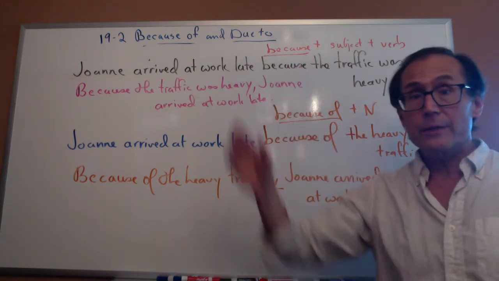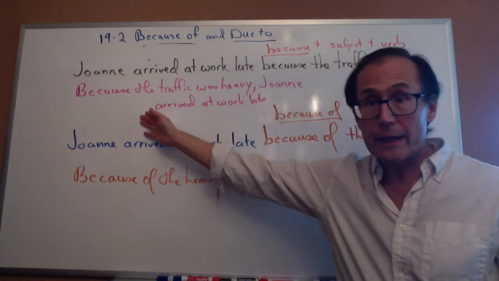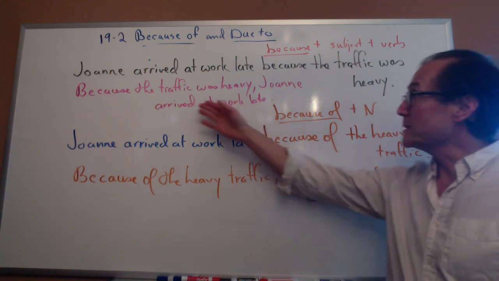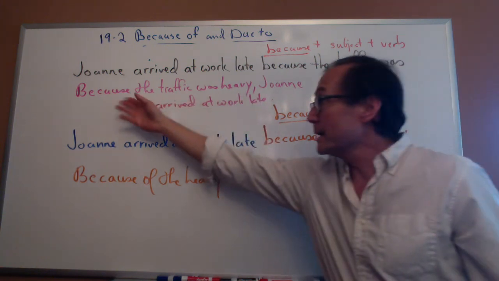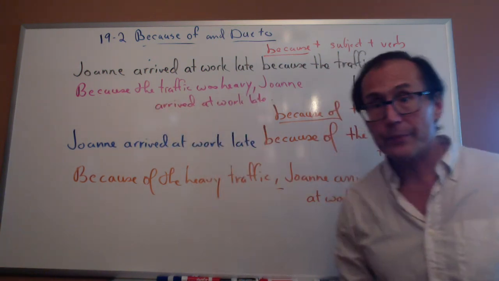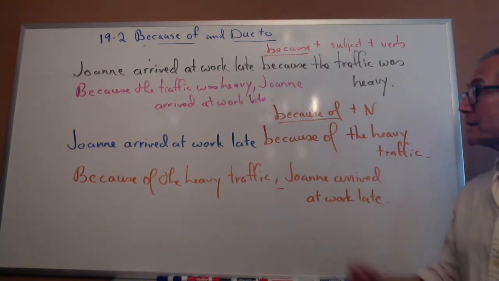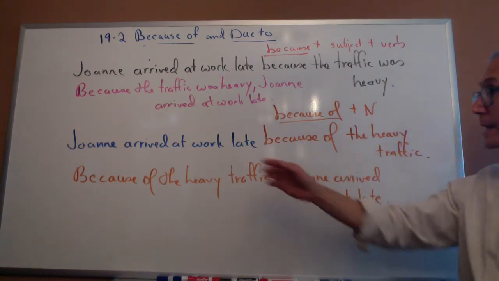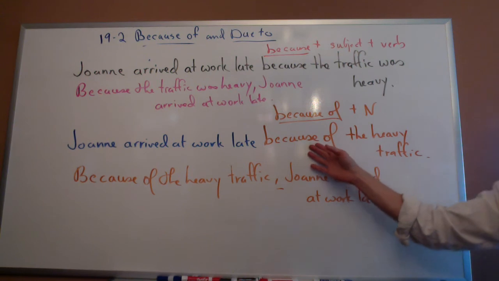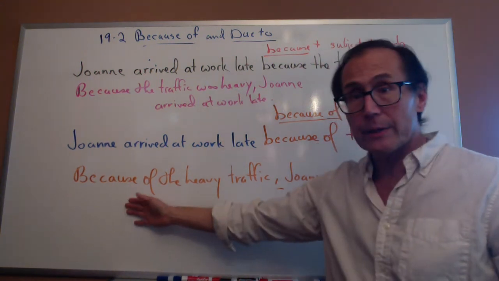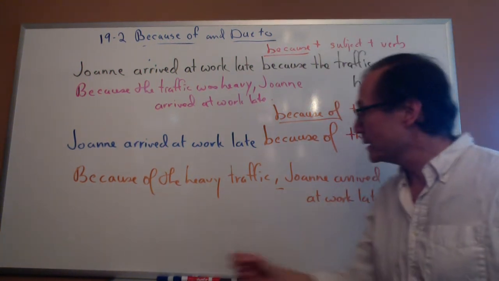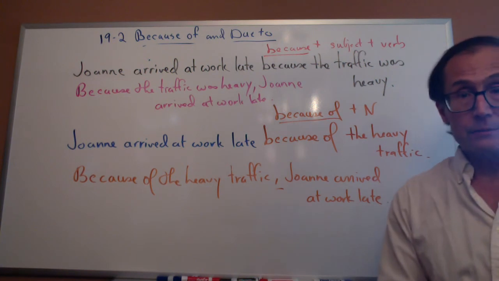Because can come in the middle of a sentence or at the beginning. If it comes at the beginning, I use a comma. Because of works the same way. Because of can come in the middle of the sentence, or it can come at the beginning. If it comes in the beginning, I use a comma.